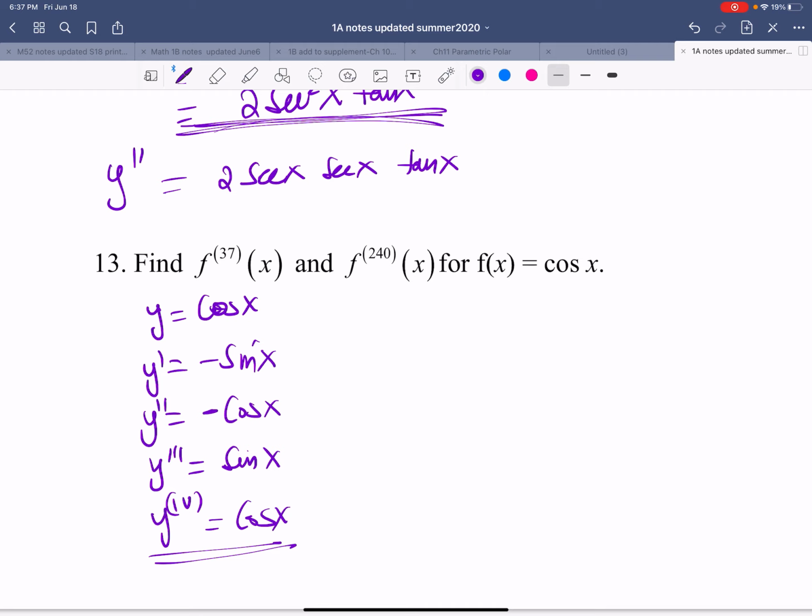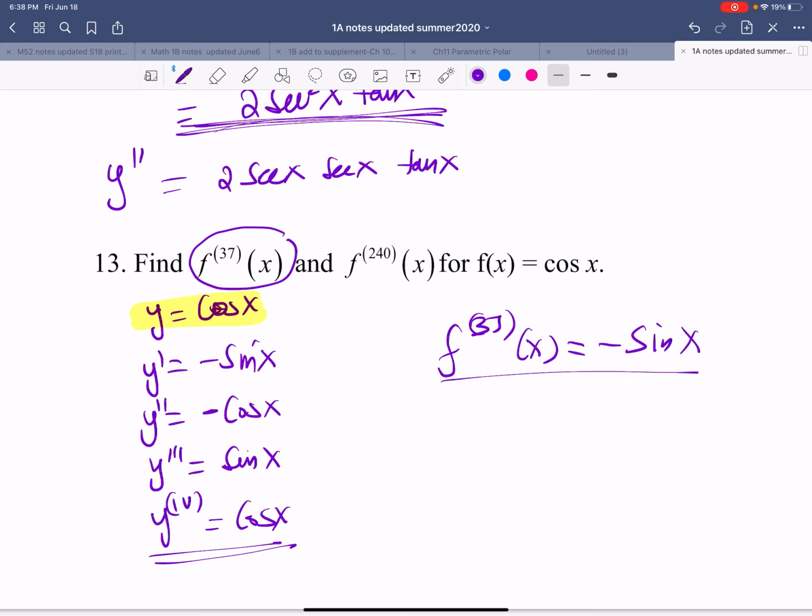Eighth derivative will be also cos x, and 12th derivative will be also cos x, and 16th derivative. So you will see this pattern going on forever. All the multiples of 4, those derivatives are going to be cosine x. Back to cosine x whenever you are doing a derivative that's a multiple of 4. So if I'm looking for the 37th derivative, think about the 36th derivative. 36th derivative is going to be back to cosine x. So 37th derivative is going to be the next one, which is negative sine x.